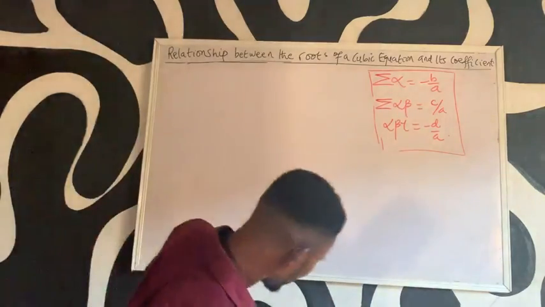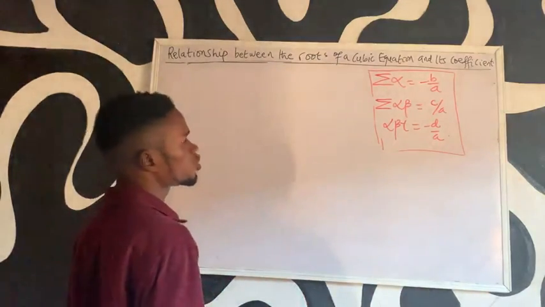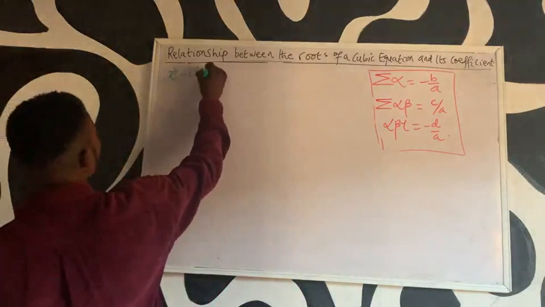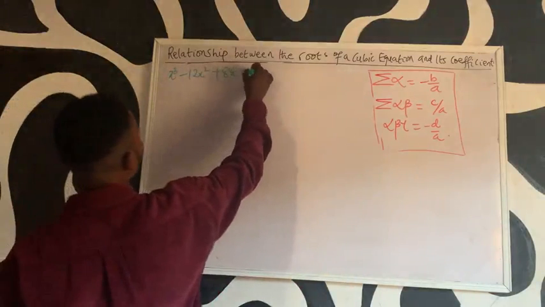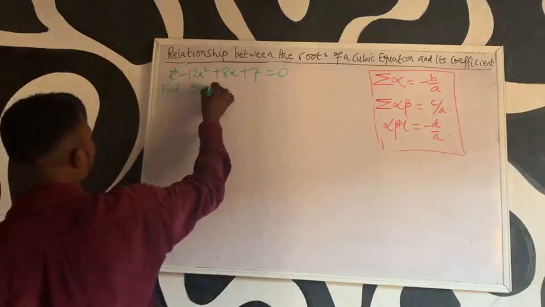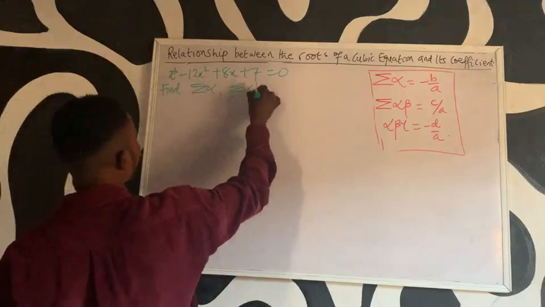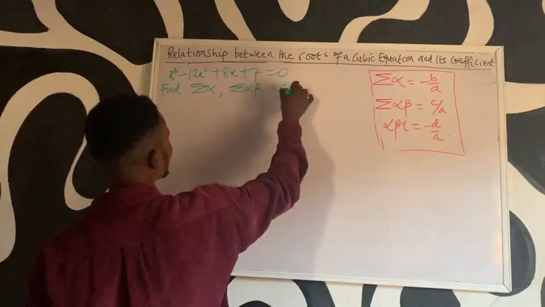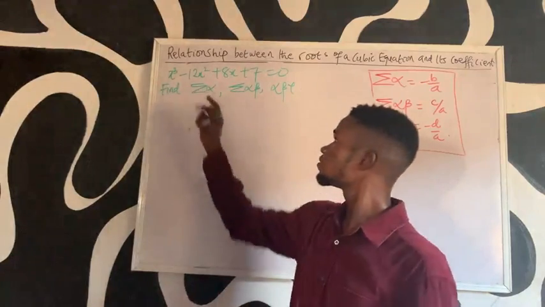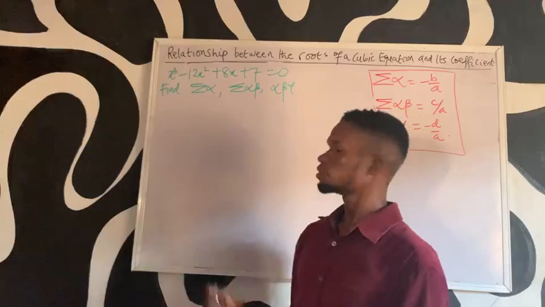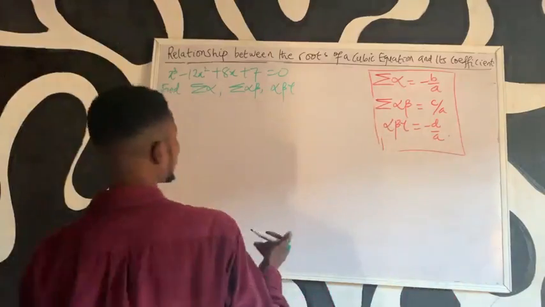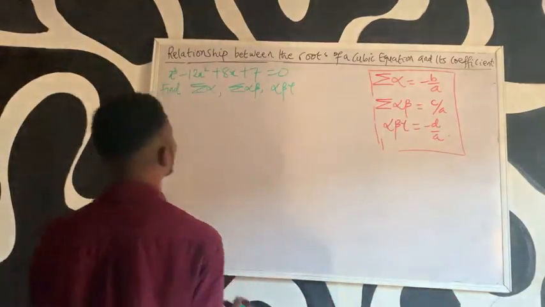Okay, let's consider this cubic equation: x cubed minus 12x squared plus 8x plus 7 equal to 0. Find the summation of alpha, summation of alpha beta, and the product of the three roots, if alpha, beta, gamma are the roots of this cubic equation. Find summation of alpha, summation of alpha beta, and the product of alpha beta gamma. So how do we find the a, b, c, d terms there?